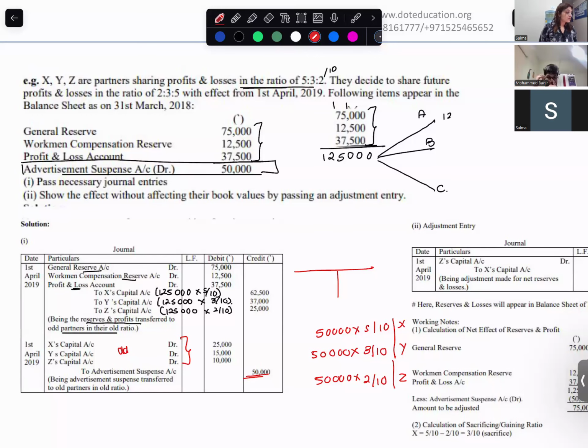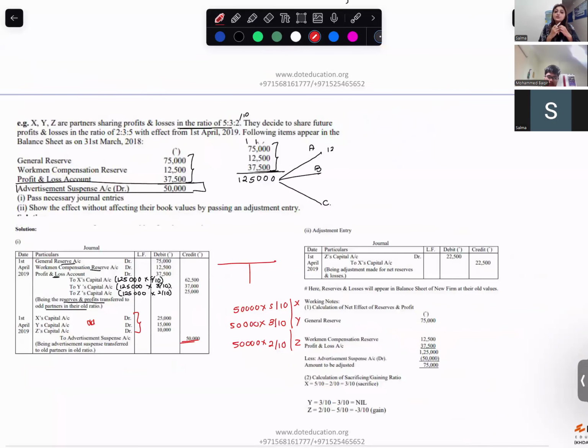So this was distributing your undistributed profits and distributing your undistributed losses. How? The general way, when nothing is mentioned. When nothing is mentioned, you distribute the undistributed profits and losses to the partners in their old ratio. After the change in structure, I'm repeating again, after change in structure, this undistributed profits and losses will not come in your new balance sheet.